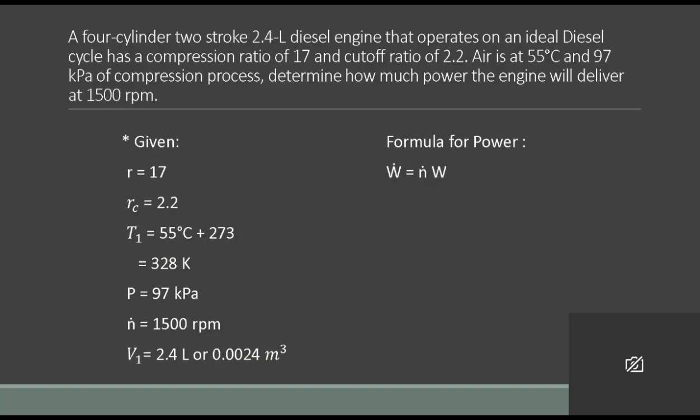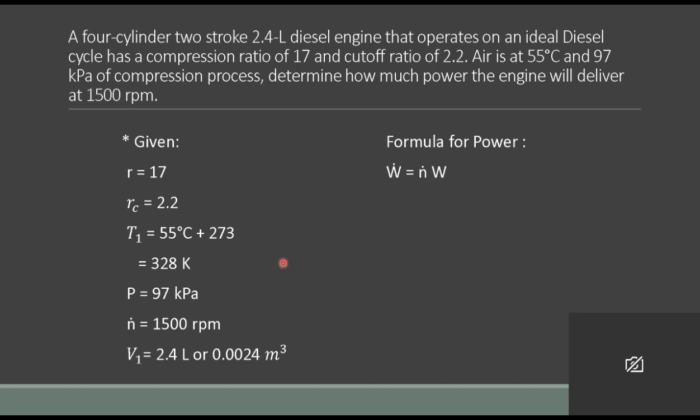Today we're going to solve a problem in chapter 6 of thermodynamics. A 4-cylinder, 2-stroke, 2.4 liter diesel engine that operates on an ideal diesel cycle has a compression ratio of 17 and a cutoff ratio of 2.2. Air is at 55 degrees Celsius and 97 kilopascals at the start of the compression process. Determine how much power the engine will deliver at 1,500 revolutions per minute.